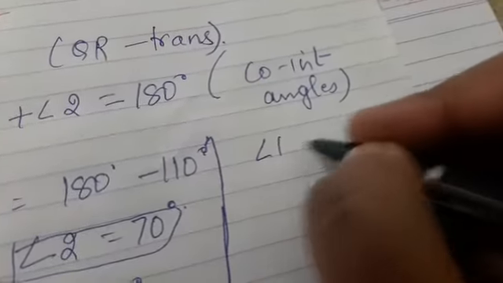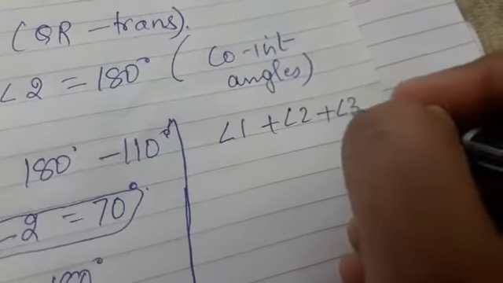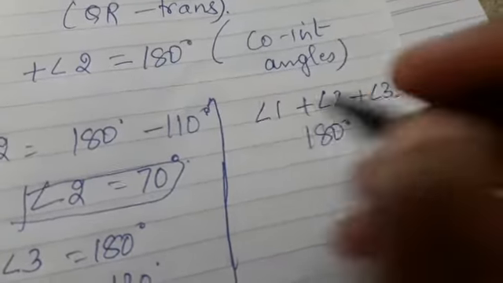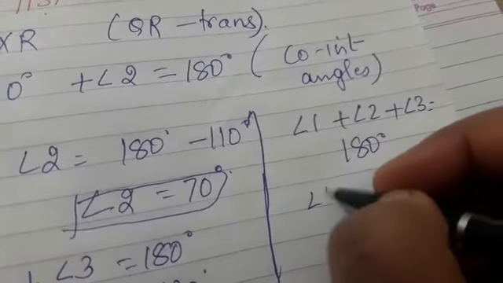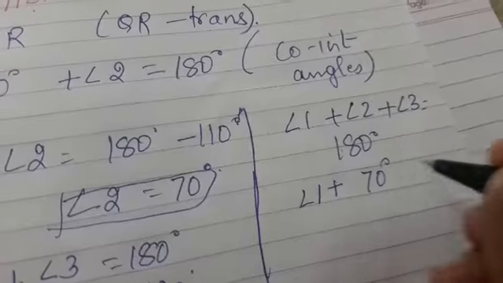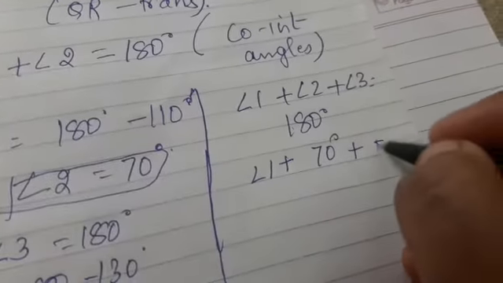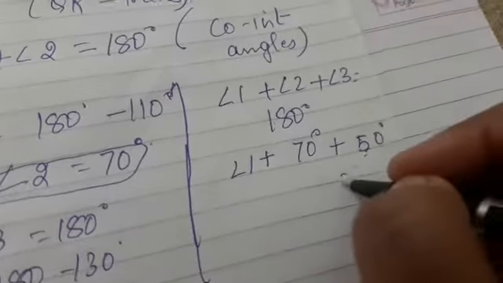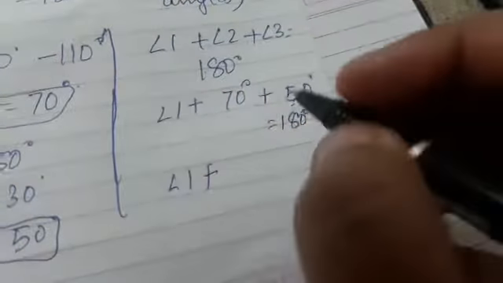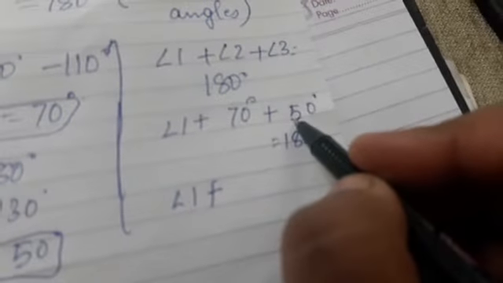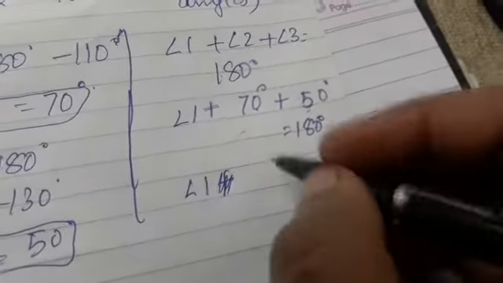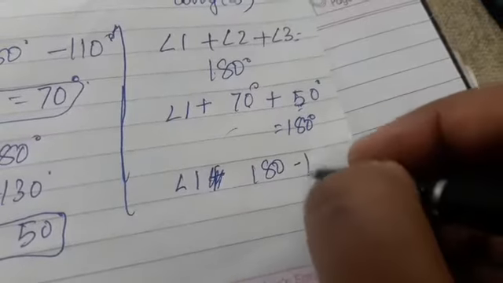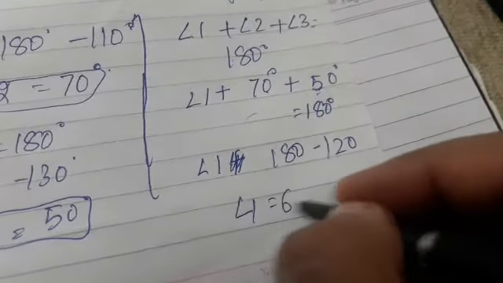Now I can easily find angle 1 by linear pair. So using the linear pair property, angle 1 plus angle 2 plus angle 3 equals how much? 180 degrees. Angle 1 is how much? We don't know. Angle 2 is 70. Angle 3 is 50 degrees, and which is equal to 180 degrees. Here I get angle 1 plus 70 plus 50, which is 120, and 120 I will transfer to the other side. I will get 180 minus 120, and angle 1 will be equal to 60 degrees.